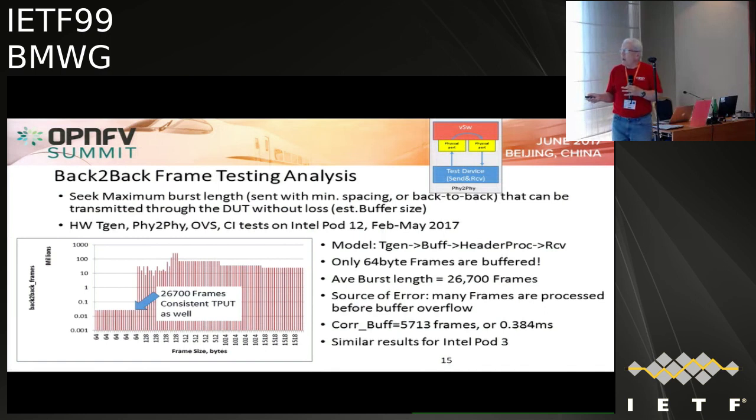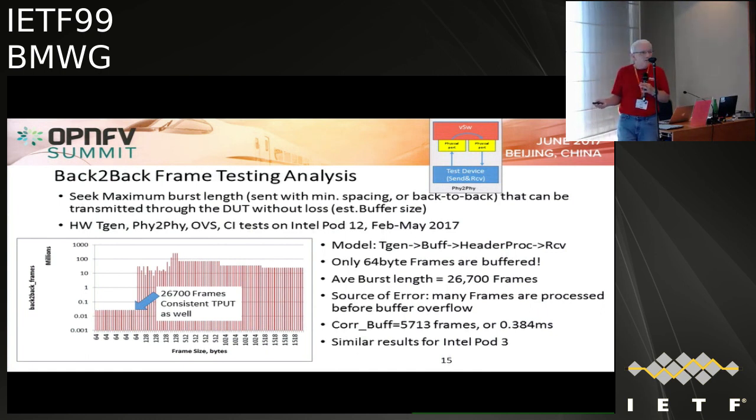So backing up, here's the main point. We have this average burst length that we've accommodated, which was 27,700 frames. But like I said, there's header processing going on here all the time. So if what we're trying to do is measure the size of the buffer, then we have to account for how many frames have been pulled out of the buffer by the header processing operation when we've sent 26,700 frames. It turns out to be more than half of them.